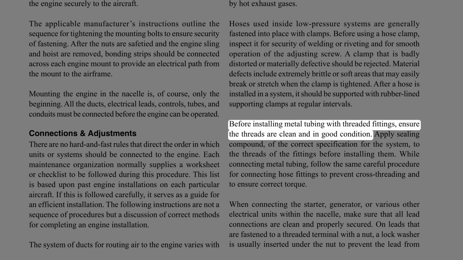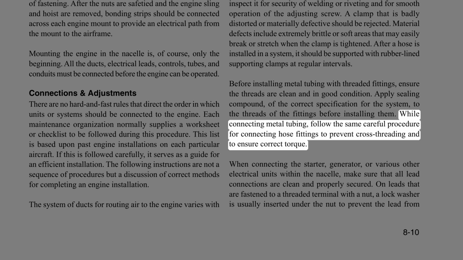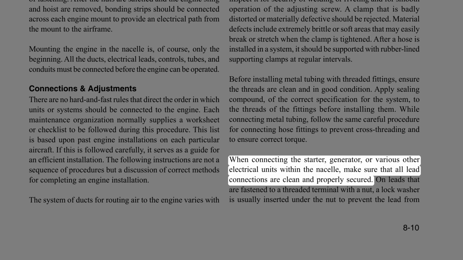Before installing metal tubing with threaded fittings, ensure the threads are clean and in good condition. Apply sealing compound, of the correct specification for the system, to the threads of the fittings before installing them. While connecting metal tubing, follow the same careful procedure for connecting hose fittings to prevent cross-threading and to ensure correct torque. When connecting the starter, generator, or various other electrical units within the nacelle, make sure that all lead connections are clean and properly secured.